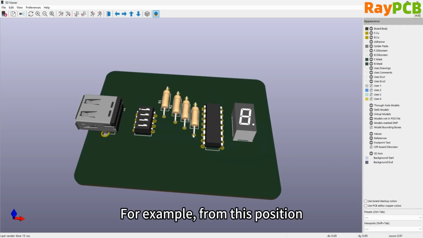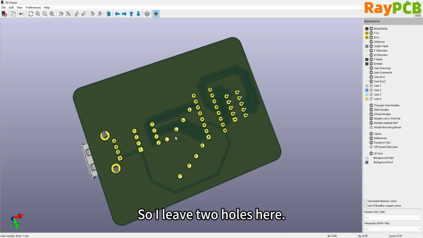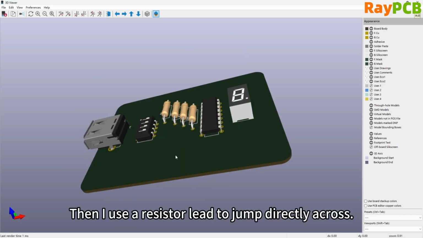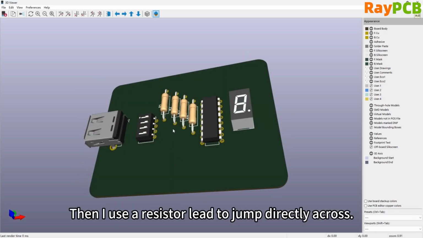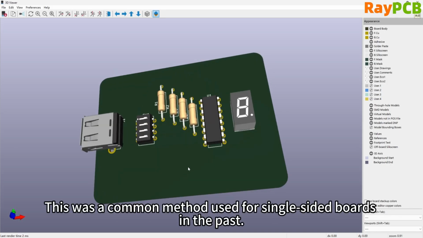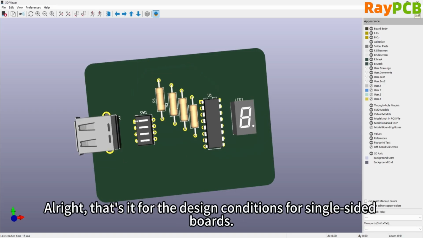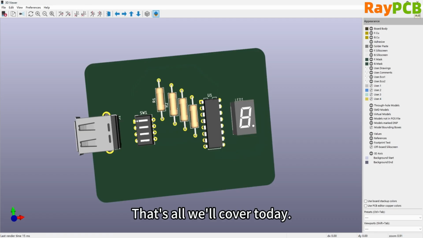For example, if I need to connect a wire from this point to this point, let's say I need to connect a wire between these two spots, then I leave two pads here and use a resistor lead to jump across, connecting the two traces and thus achieving a crossover. This was also a commonly used method for single-sided boards in the past. Alright, that's all for today's introduction to the drawing requirements for single-sided boards.